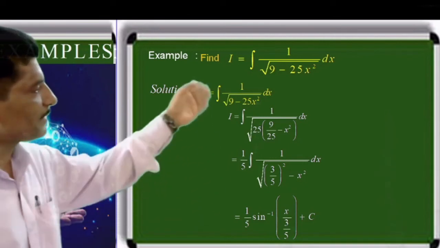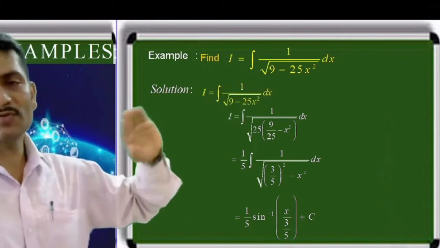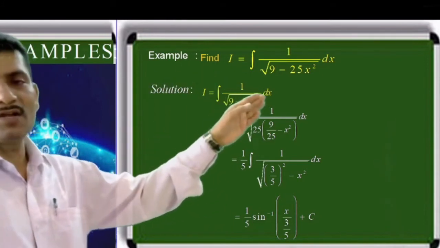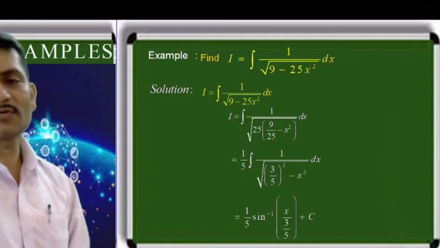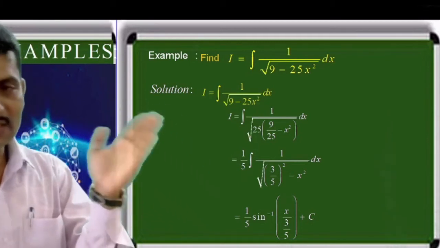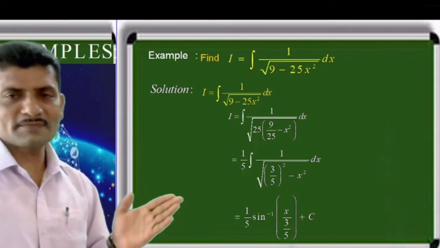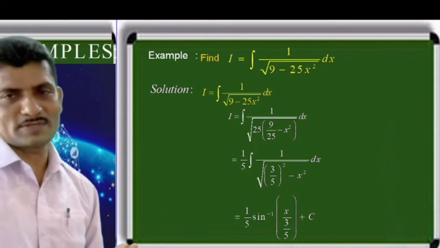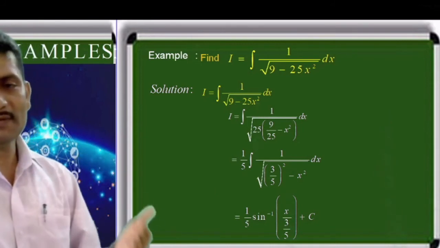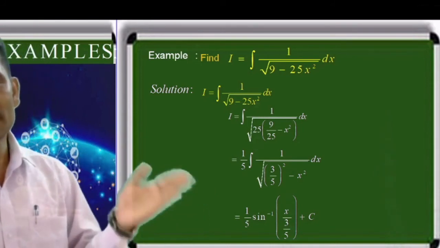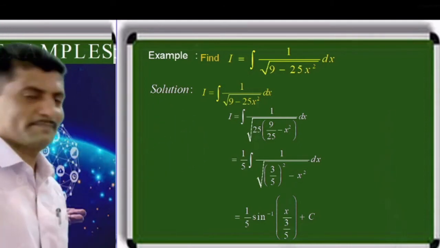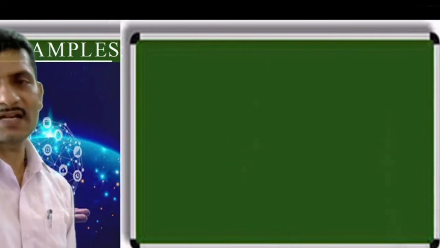Otherwise, you can take 5x is equal to t, then 5 times dx equal to dt, dx equal to 1 by 5 into dt, into 1 by root of a square minus t square. Is it clear? t is 5x, right? You will get 1 by 5 into sin inverse of 5x divided by 3. Is it clear? And one more.